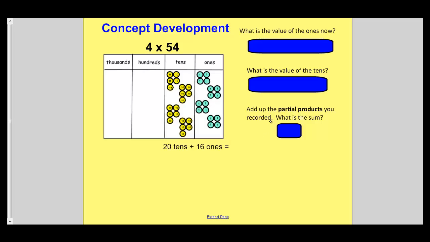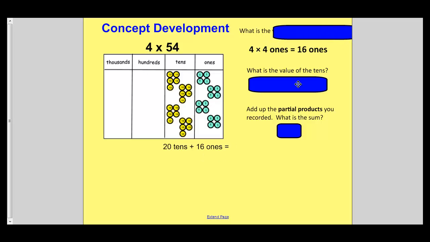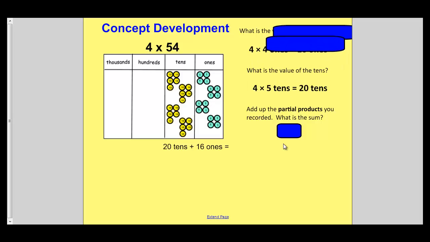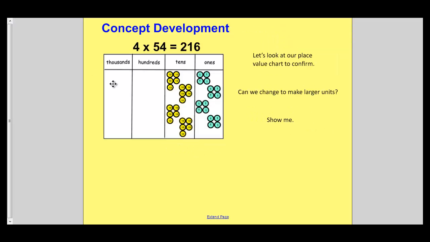Now, let's take a look at all the ones that we have. We have 16 ones and we have 20 tens. 4, 8, 12, 16, 5, 10, 15, 20. So we have 20 tens and 16 ones. So what's the value of the ones? We have 16 ones. The value of the tens is 20 tens. So what would be 20 tens plus 16? If you added up the partial products, you would get 216. Okay?